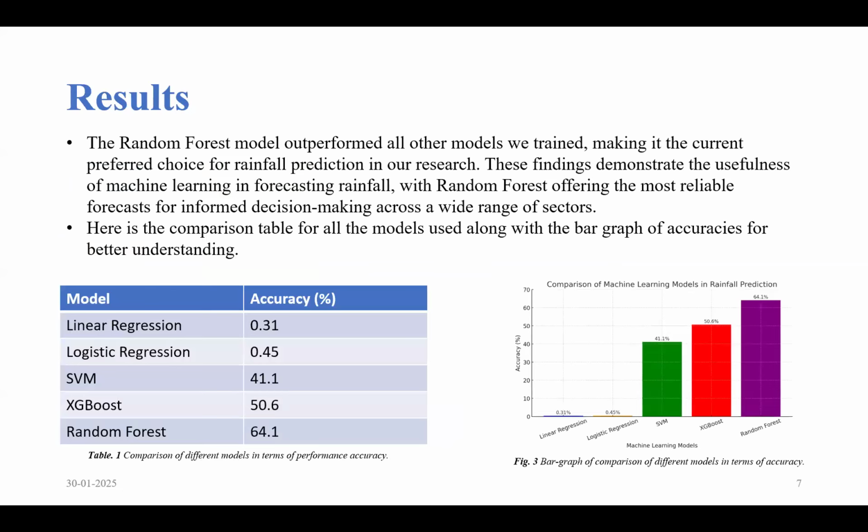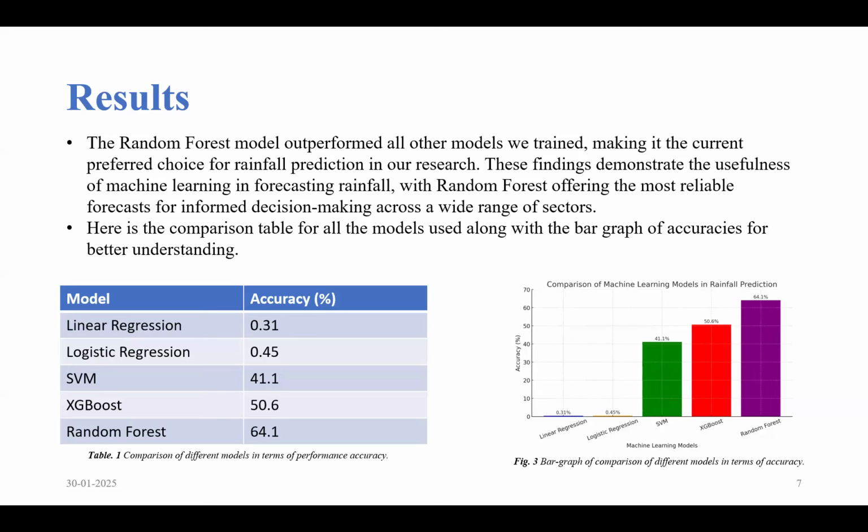So these are the results. Now let's examine the performance of our models. Random forest outperformed all other models, achieving 64.1 percent accuracy. It is significantly higher than all the other models which we have used. Let's understand why some models performed well while others did not.